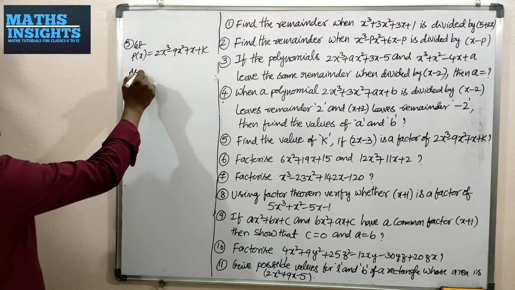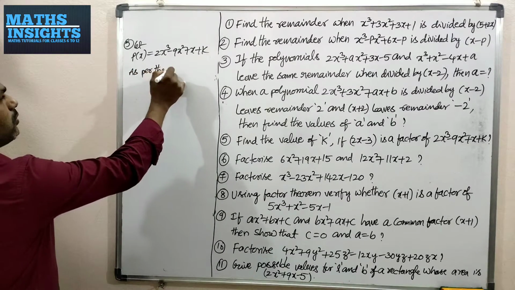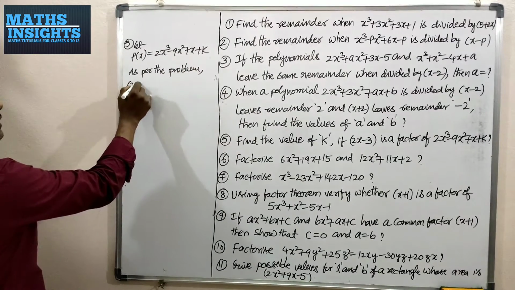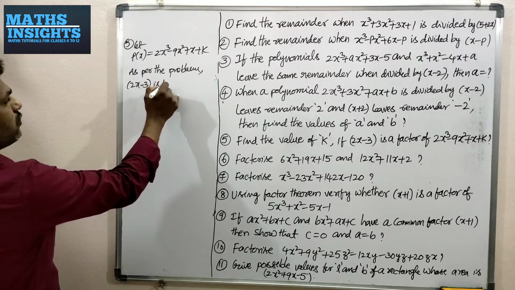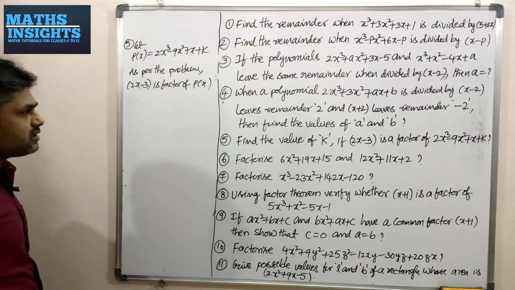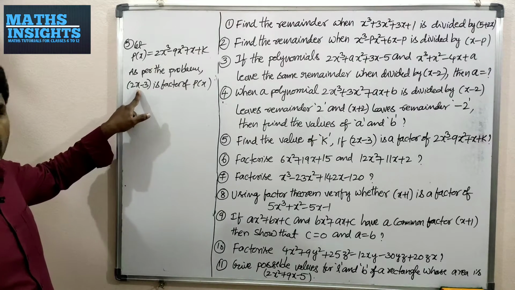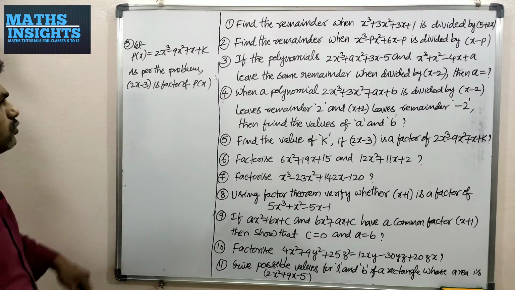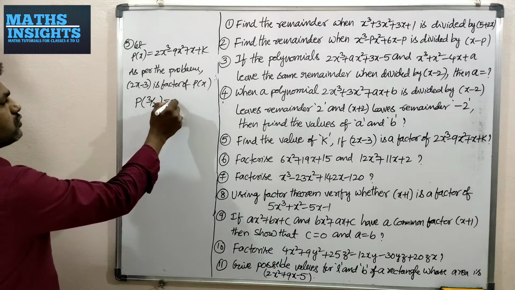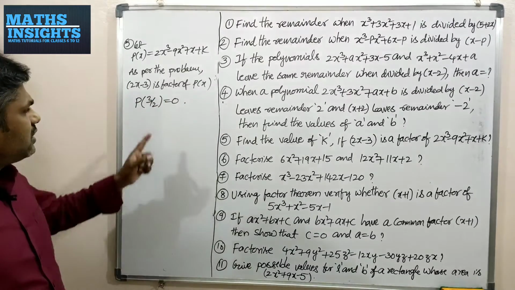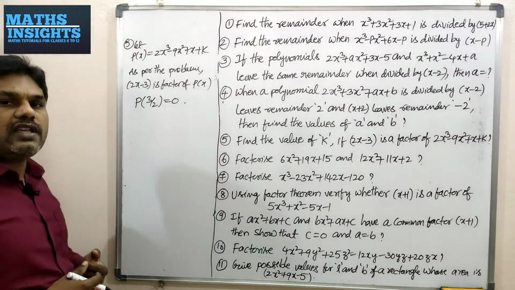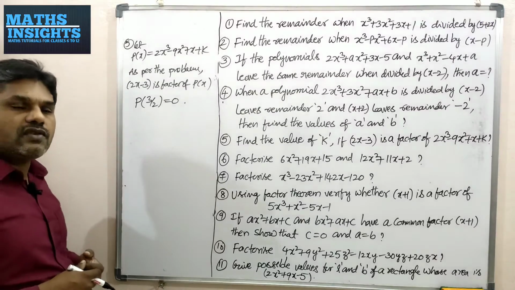As per the problem, 2x minus 3 is a factor of p of x. That means if you substitute x equals 3 by 2, p of 3 by 2 is equal to 0. As that is a factor of the given polynomial, the remainder is 0. Then only we will say that that is a factor.